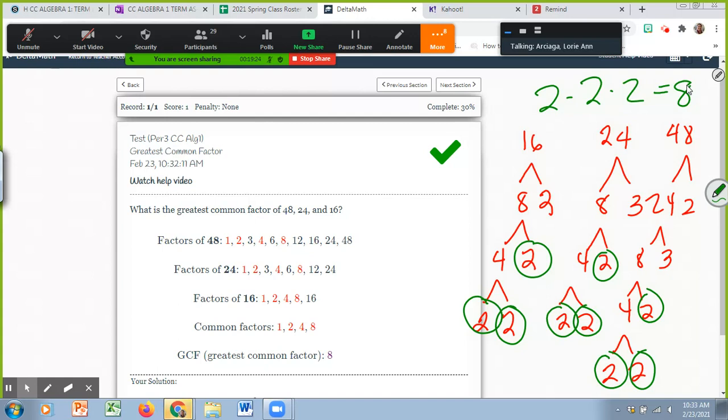Yeah? So that's another method. You do the factor tree. Okay? It's a foolproof way of doing it, but it just takes time. So either that or you do the counting backwards.